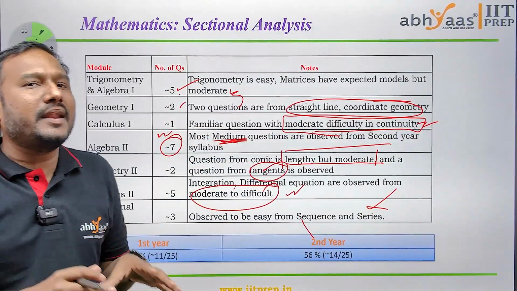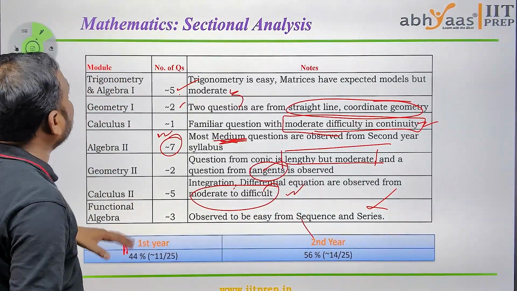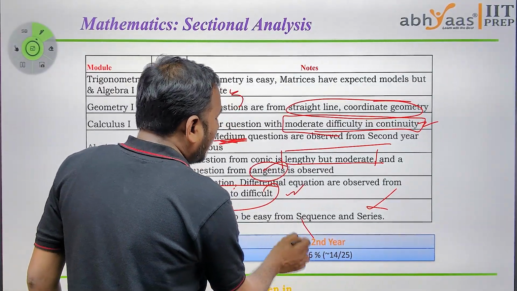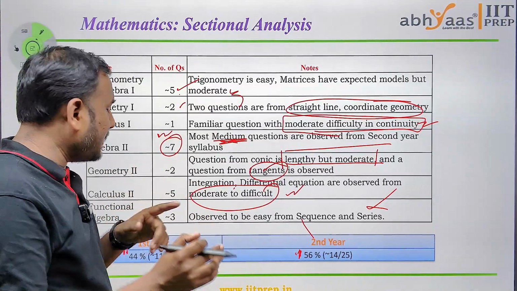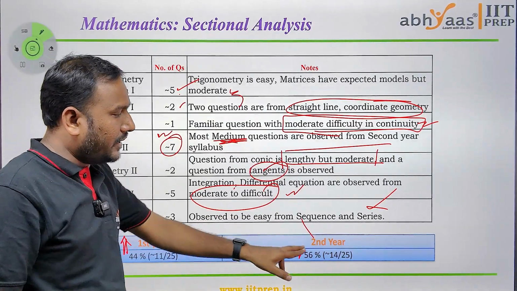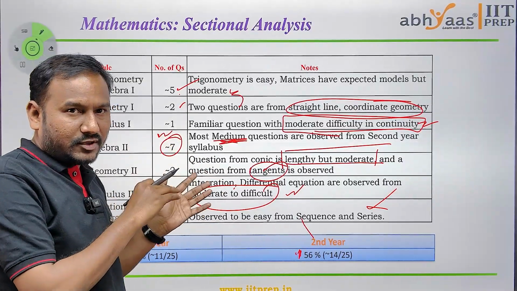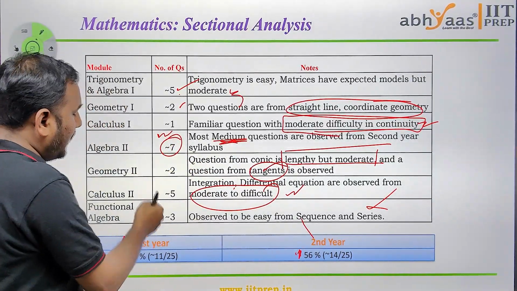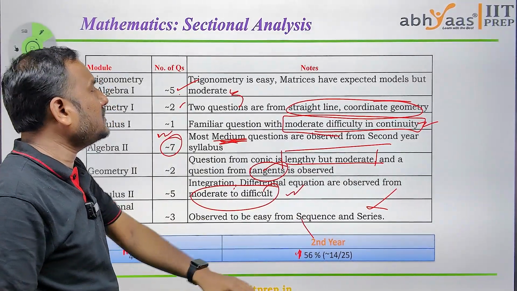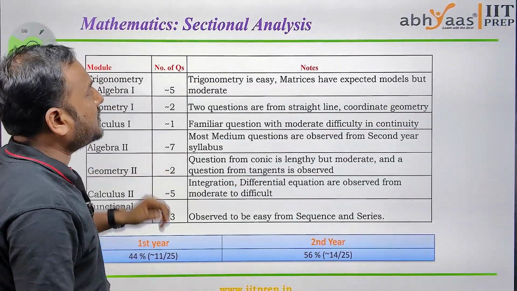If you see the first year and second year weightage segregation, here we have 44% in the first year related to the mathematical sectional analysis, and for the second year it will be 56. You just compare paper 1, paper 2, paper 3. Here the first year syllabus portion has increased, and the second year portion has decreased a little bit. This is related to the mathematical sectional analysis.